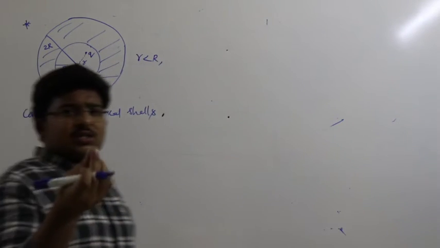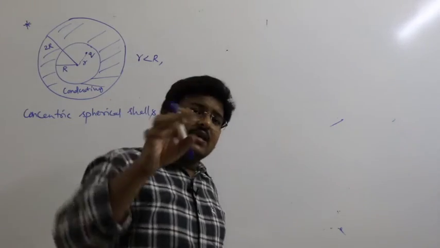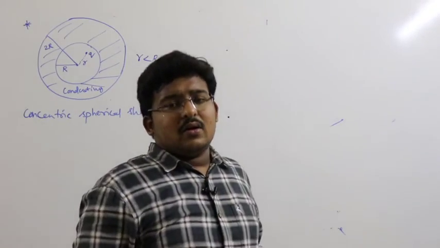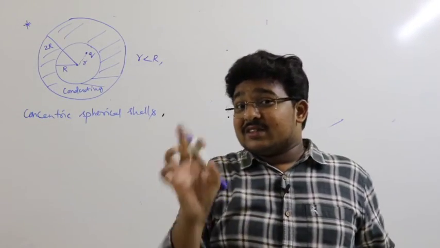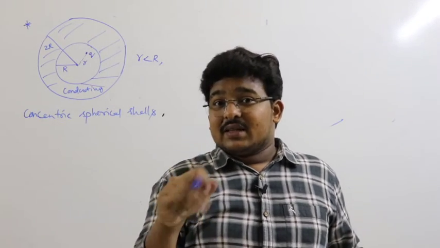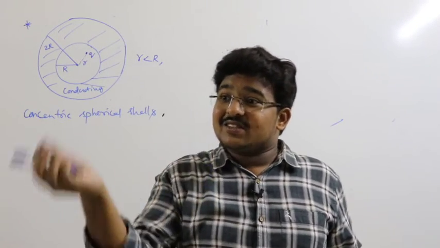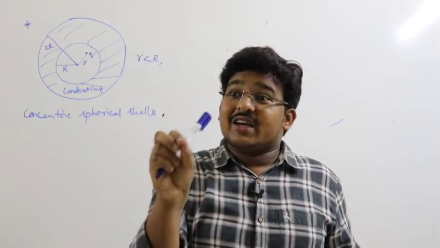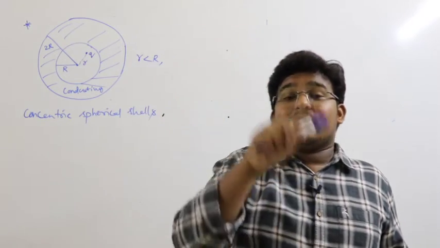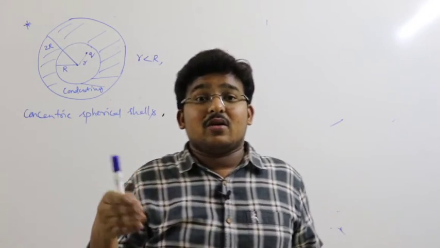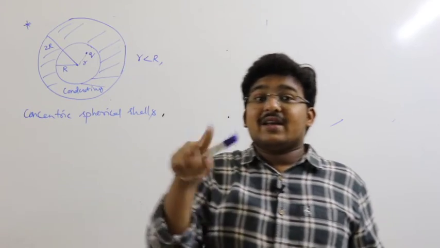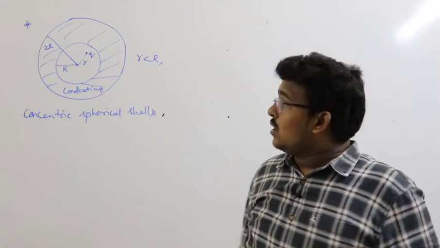Means the charge is in the first inner shell, and you know this is like a cavity problem. This is like a cavity, there is empty space, and some charge is kept. Due to that induction, some charges will be distributed or created on the inner and outer shell, right?